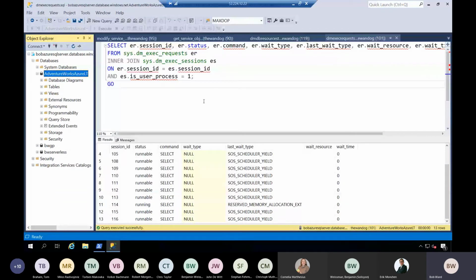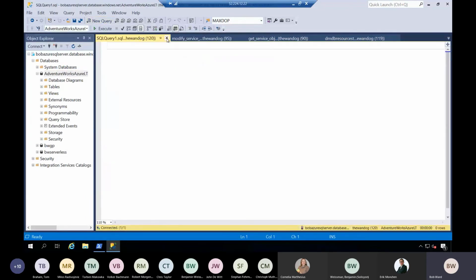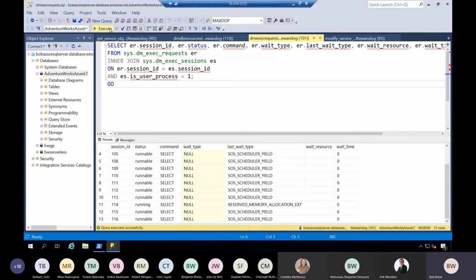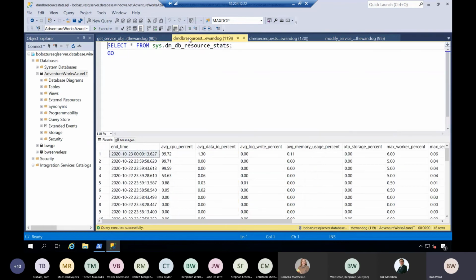And I'm going to use DMVs here that you're used to seeing to look at the behavior of this. Whoops. Let's see, here we go. And you're going to see I've got a lot of runnable queries with SOS scheduler yield waits in this environment. I can also use this new DMV that I mentioned before to see what the resource usage of this workload is. You can see here, notice it's almost like 100%.